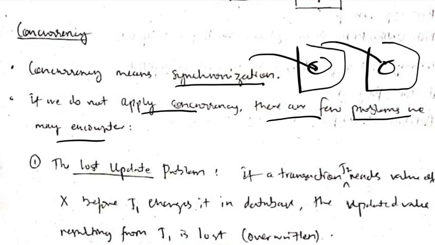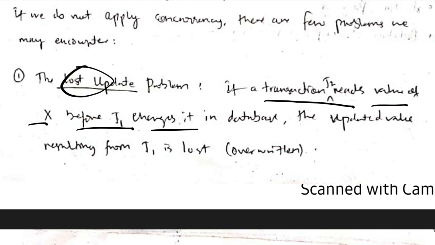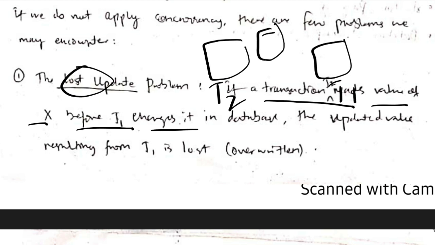If you do not apply concurrency, there can be a few problems. Let's discuss what those problems are. The first one is the lost update problem. In this, a transaction T2 reads a value of X before T1 changes it. T2 has read this value and reached this point, but T1 will update this value after T2 has reached here. That will cause the lost update problem.